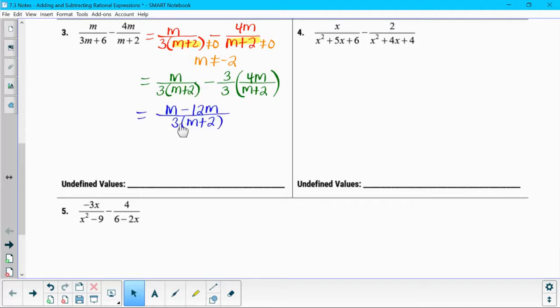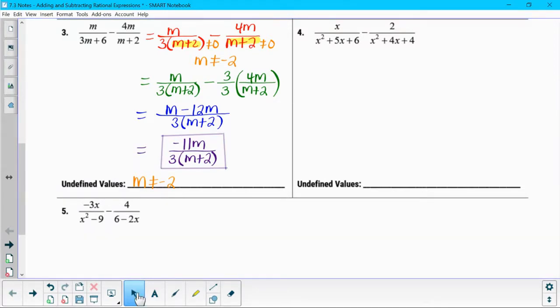Once I get that done, I get m minus 3 times 4m, which is 12m, all over my common denominator, 3m plus 2. Now that I have that taken care of, all I have to do is simplify my numerator. m minus 12m is going to give me negative 11m over 3m plus 2. My one undefined value is m cannot equal negative 2.